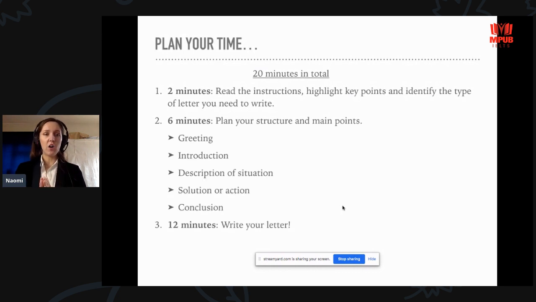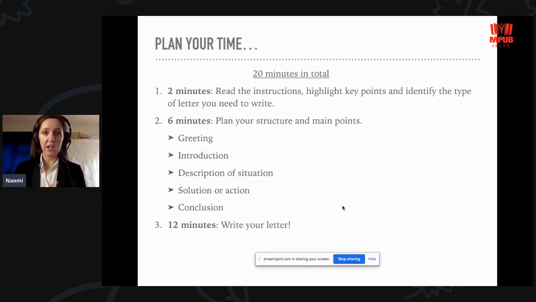Great, so we've got our plan. In your plan, I want you to write quite detailed points for each of these sections, yeah? So in your answer booklet, you'll have a lot of space, more than you need to write the letter. So take up a lot of space with your plan, because if you have a good plan, your letter will be so easy to write.